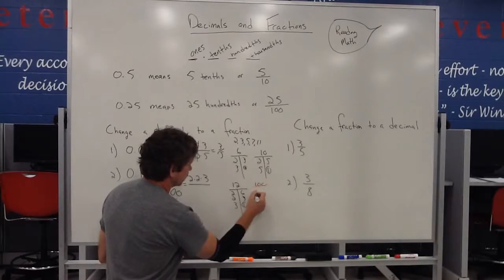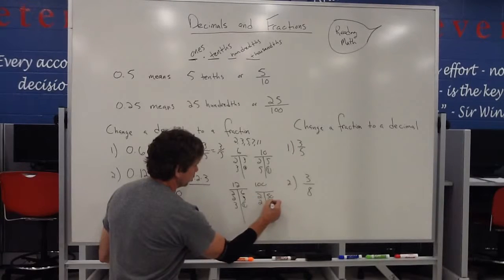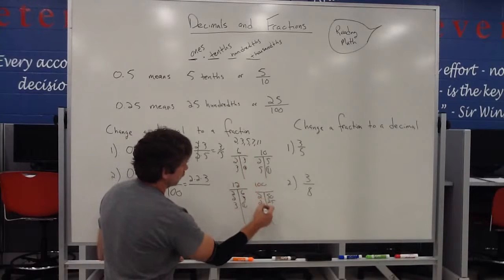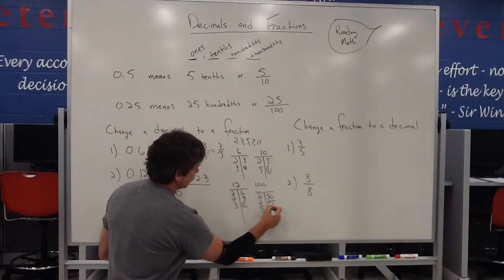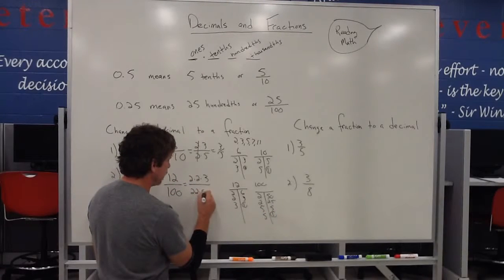The 100, we know 2 goes into 100 50 times, 2 goes into 50 25 times, 2's done, 3 doesn't work, 5 goes into 25 5 times, and 5 goes into itself one time. So that gives me 2 times 2 times 5 times 5.